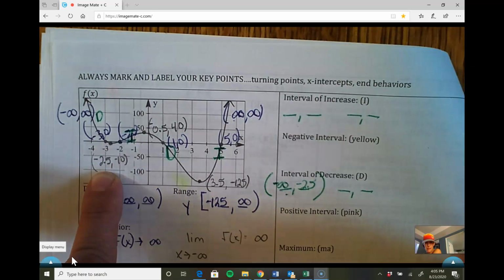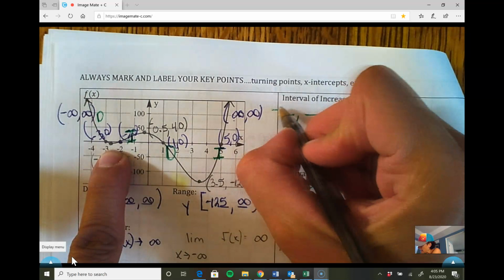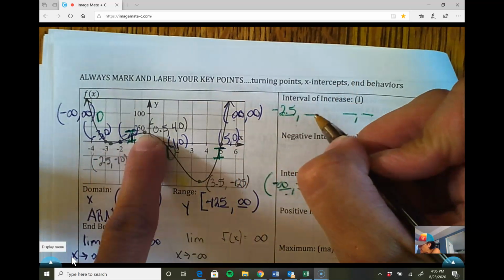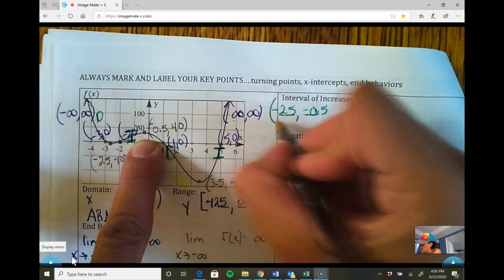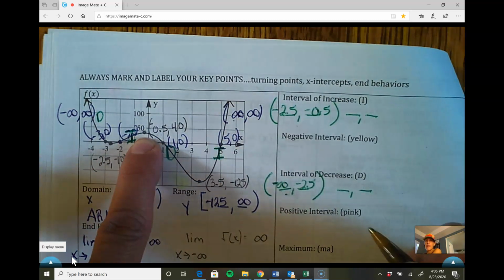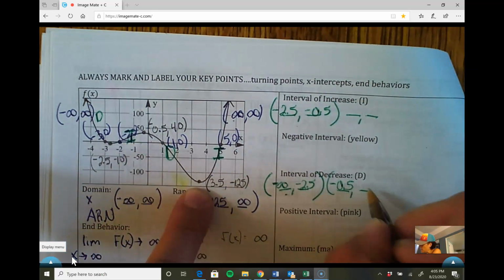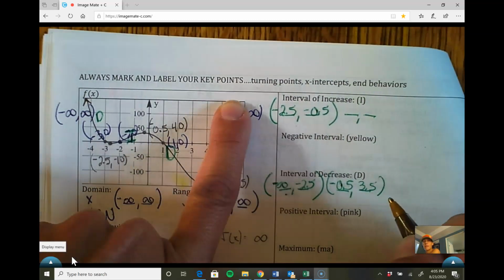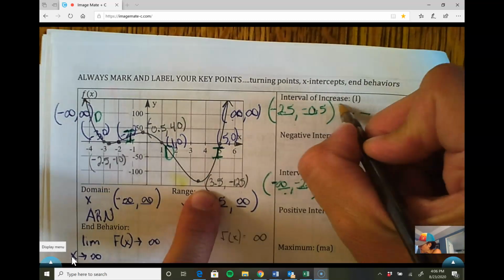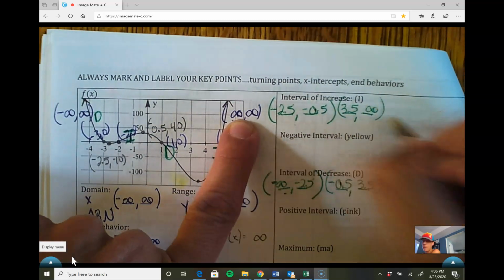Always parentheses. And then it increases. So where it increases is the negative 2.5 until I get to the top, which was this negative half. Again, always parentheses. And then it starts another decrease. Again, it starts at that negative half and goes until I get to the bottom, which is about 3.5. And then there's another increase section, and I start at 3.5 until I get to the top, and I'll put infinity.